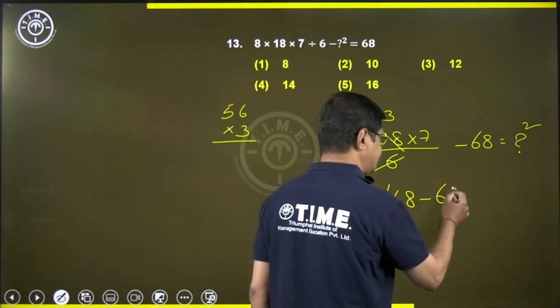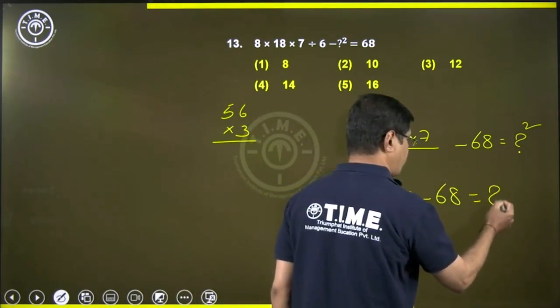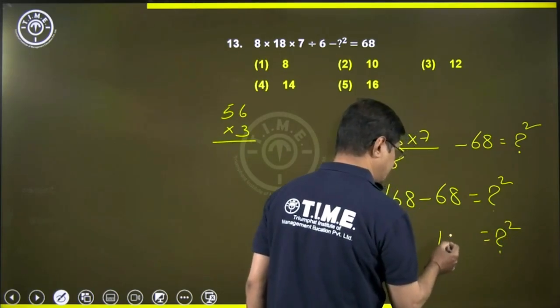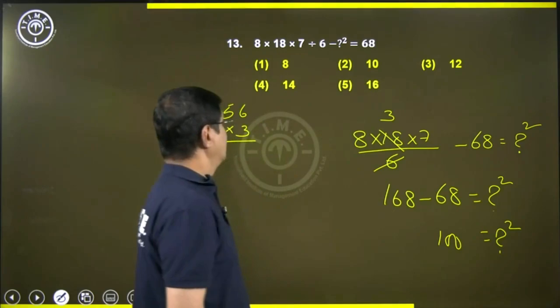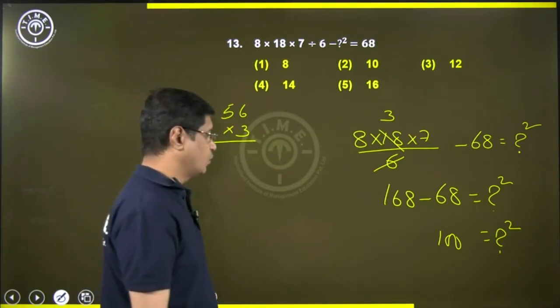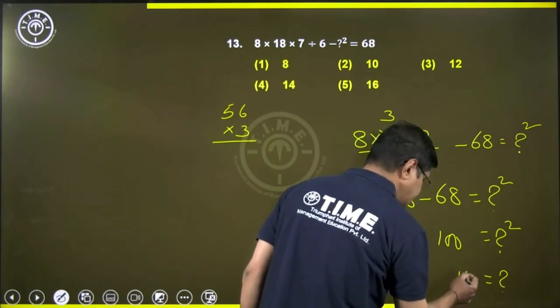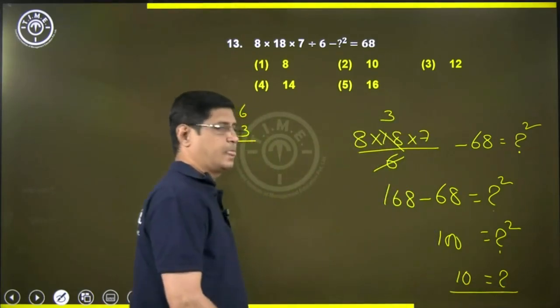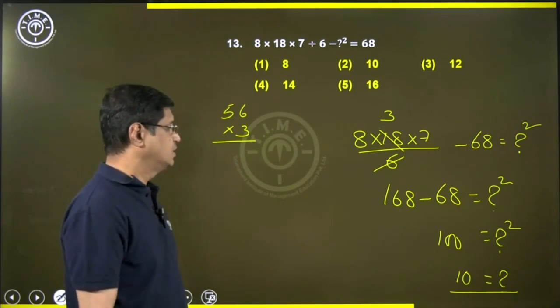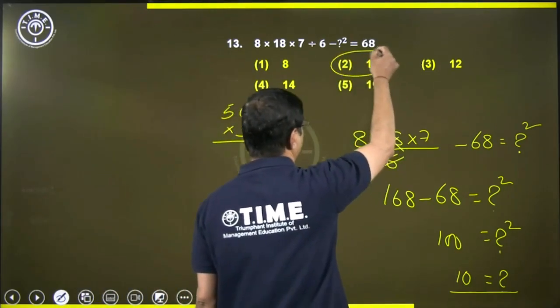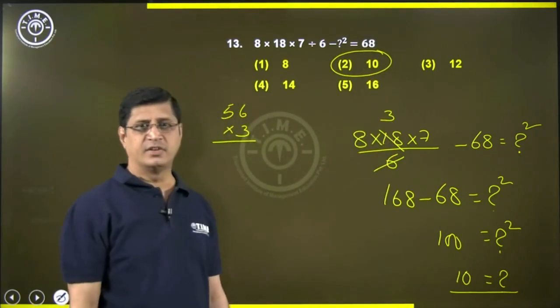168 minus 68 is equal to question mark square. Question mark square is equal to 100. Now what is the value of the question mark? Square root of 100. Now the value is 10. How much is the value of question mark? Question mark is equal to 10. The right choice, option 2. Second choice is the answer for this question.